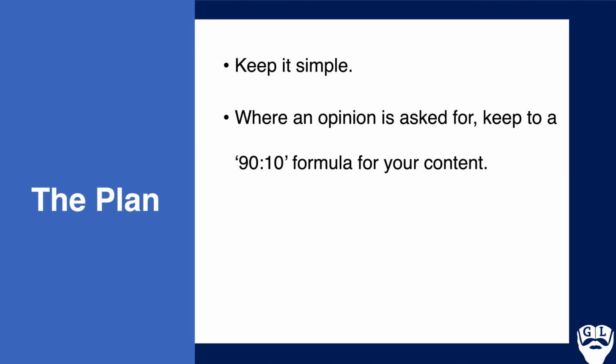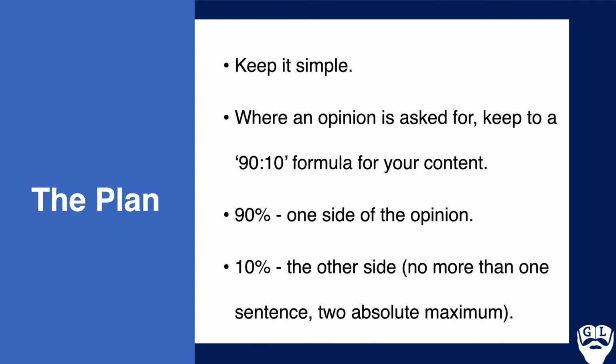The plan itself should be really simple, just a series of bullet points. It should also, where an opinion is asked for, as today's example was, keep to what I call that 90-10 formula. By that I mean 90% of what you write will be one side, 10%, which should be no more than roughly a sentence to absolute maximum, should acknowledge the other side of the argument itself. But 3 bullet points will do, and they will be very effective. So let's take a look at the model answer sample I've provided here.